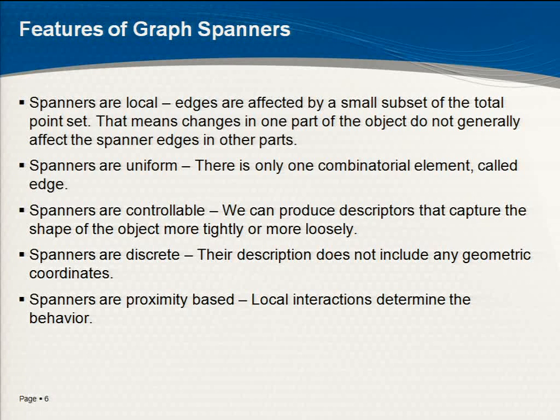Use first rule, that is they are only affected small subset. Second, they are uniform. One combinatorial edge. Third, what does this? We can produce the descriptive more tightly or more loosely, and discrete geometric coordinates we have on the edge. Proximity based.